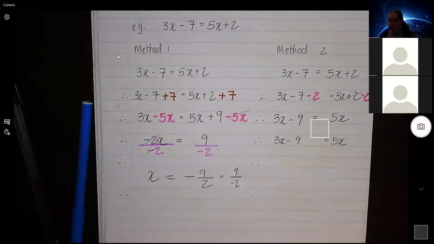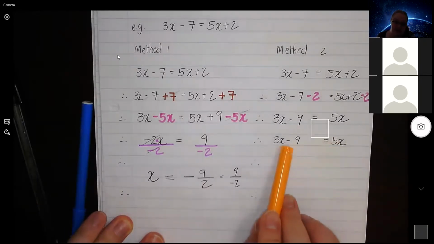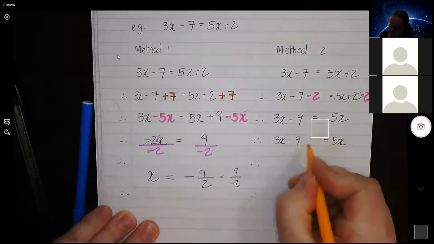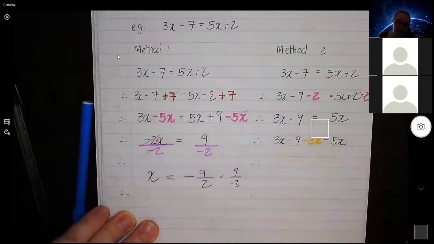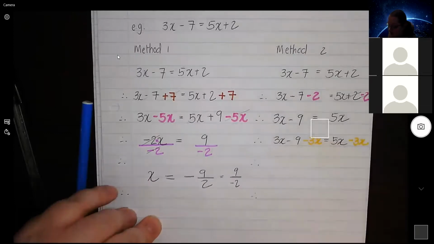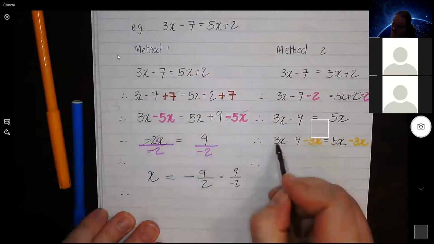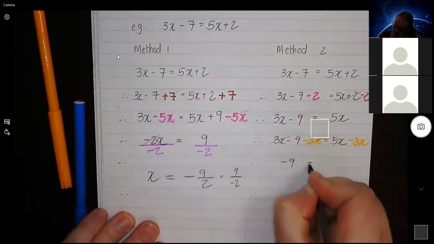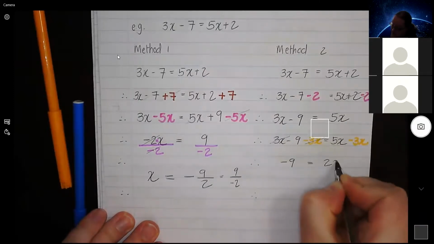Okay. I said that I want this side to have x's and this side to have numbers. So I want to get rid of the x's on this side. So I'm going to subtract 3x to get rid of it on the left side. But what I do on one side, I must do on the other. Okay. So the 3x and the negative 3x are going to cancel. So that's negative 9 equal to 5x minus 3x is 2x.